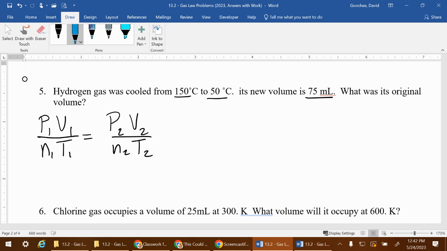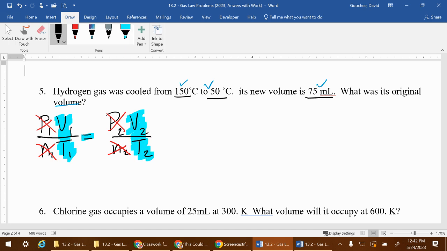Now, what's being mentioned in this problem? We've got temperature, all right? So temperature is being kept. We've got volume mentioned, all right? And it's asking for volume, so volume is being kept. So we're keeping temperature and volume, and we are getting rid of pressure, which is not mentioned, and number of moles, which is not mentioned. So the equation is V1 over T1 is equal to V2 over T2.